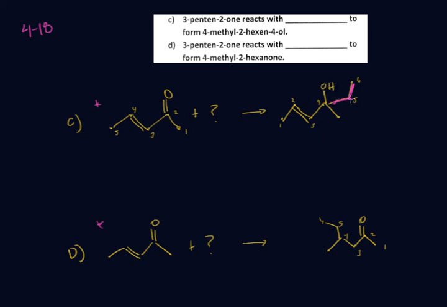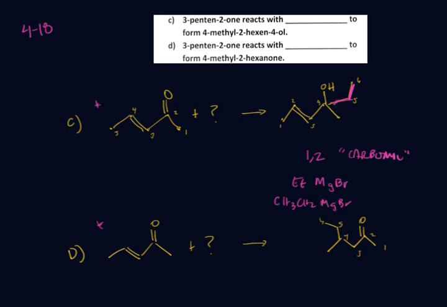And so for this one, since it added 1,2, or it attacked the carbonyl, you can add this carbon group using a Grignard reagent. So MgBr, and then the R group would be an ethyl group. There's 2 carbons there, so ethyl. Or it also looks like CH3CH2MgBr.